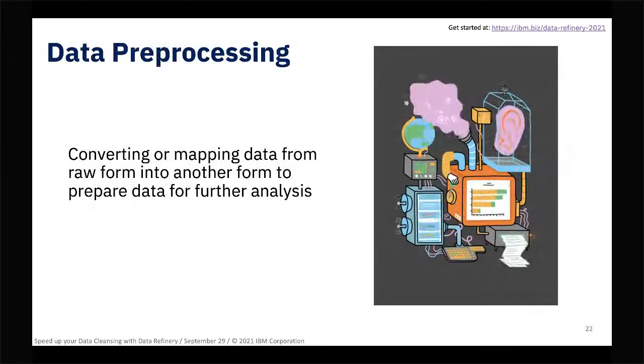And then we have data pre-processing, right? With data pre-processing, it mainly refers to converting or mapping data from raw form into another format, which can then be used for further analysis. And it is also called data cleaning or data wrangling. And some of the common techniques used for data pre-processing are handling the missing values, formatting the data, normalization, and data binning. And all of these four techniques will be discussed in the upcoming slides.